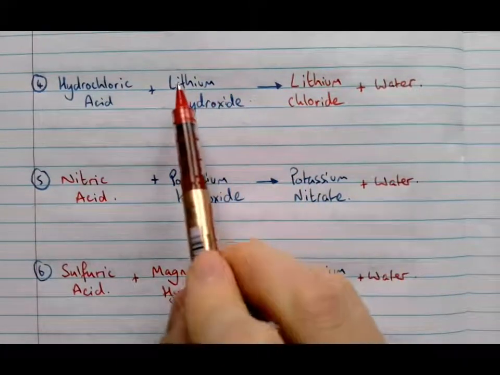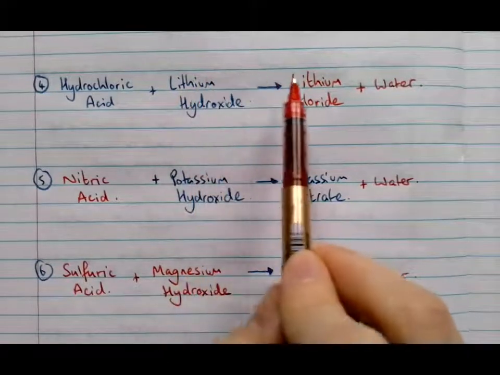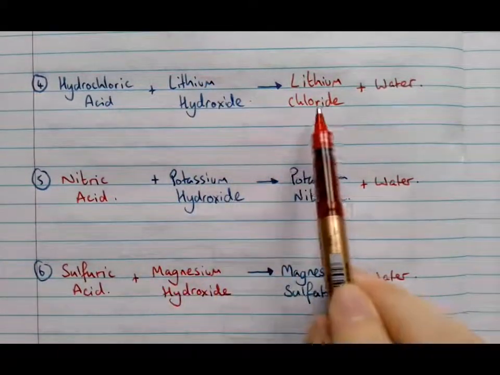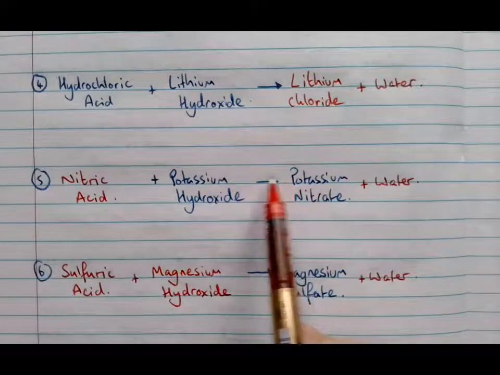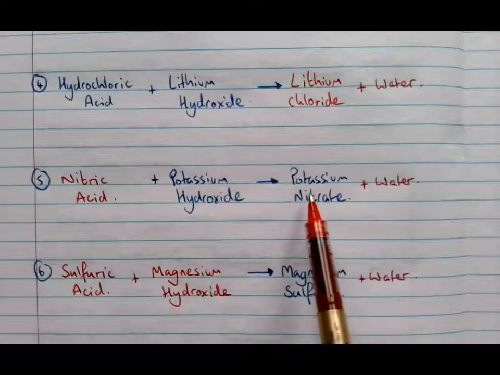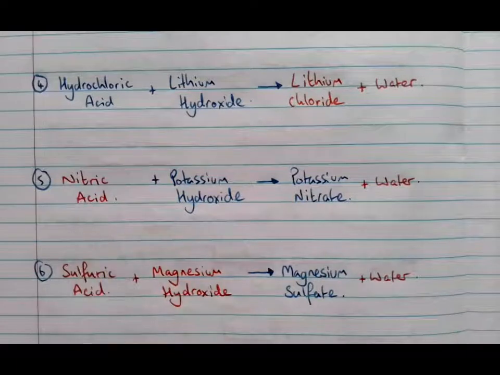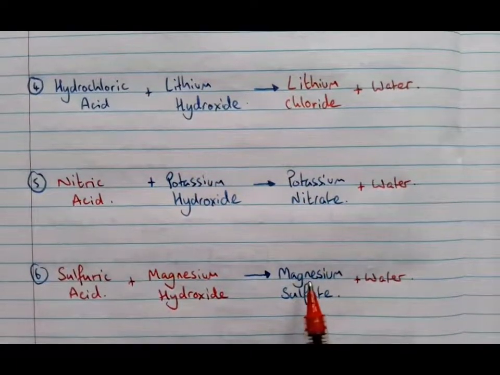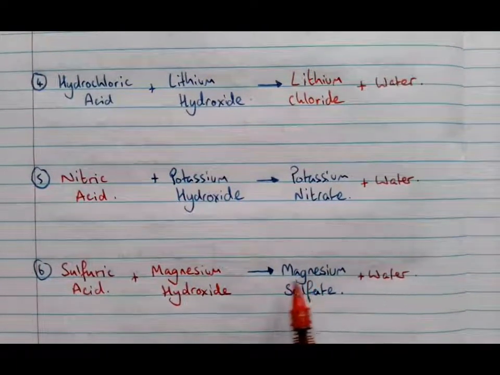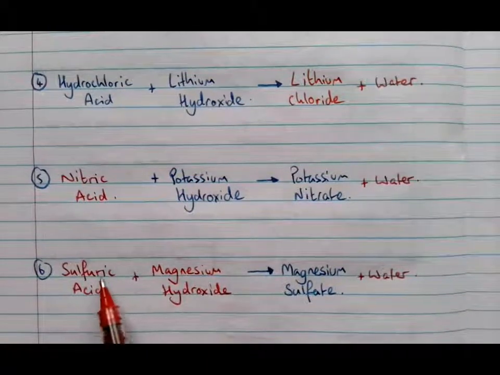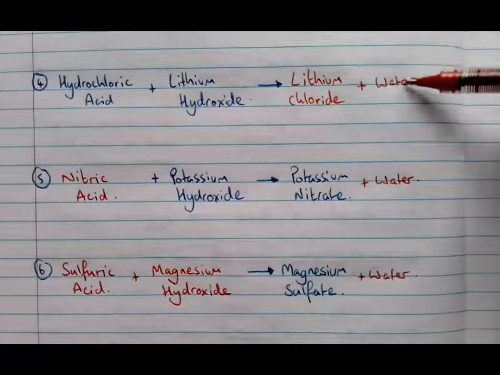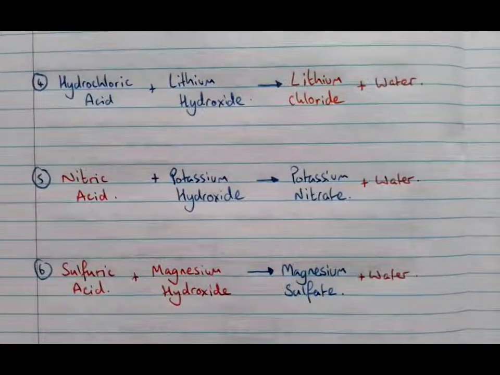So for the first one, it's lithium is the metal and it's hydrochloric acid, so it's a chloride salt. Then we know that it's potassium hydroxide because I gave you that, and it's a nitrate, so it must be nitric acid. And then here, you have to tell me both. So if it's magnesium, you would have had magnesium hydroxide, and if it's a sulfate, you must have used sulfuric acid. And then, of course, all three give you water as well.